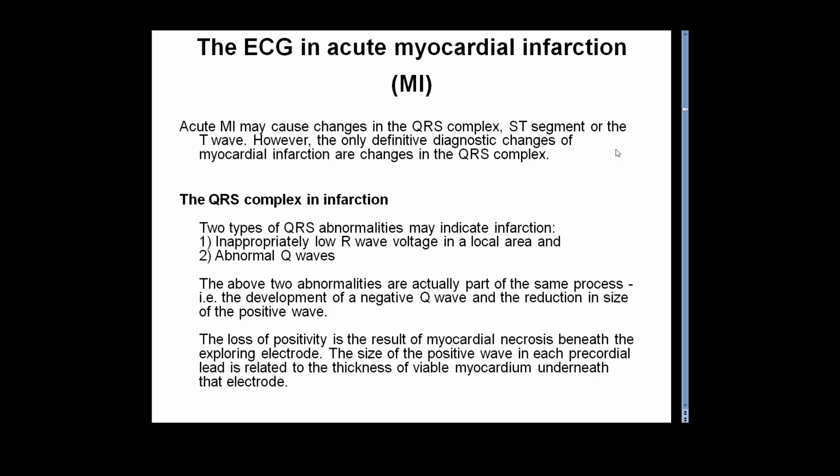The above two abnormalities are actually part of the same process, development of negative Q wave and the reduction in size of positive wave. The loss of positivity is the result of myocardial necrosis beneath the exploring electrode.